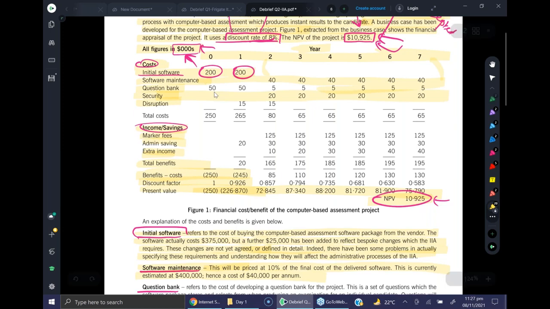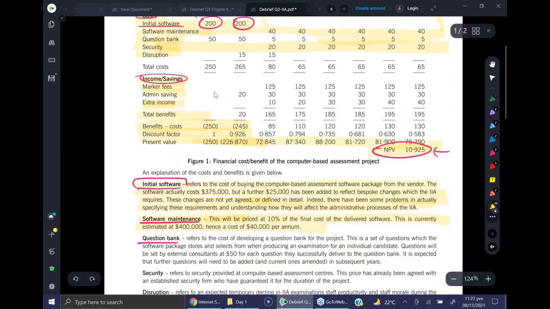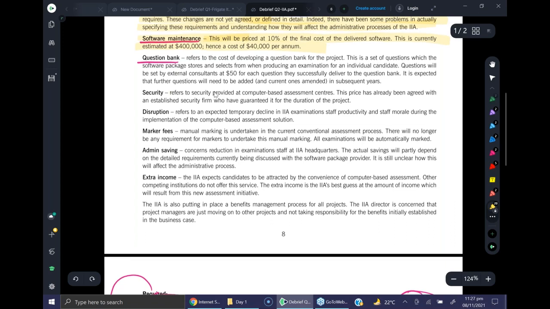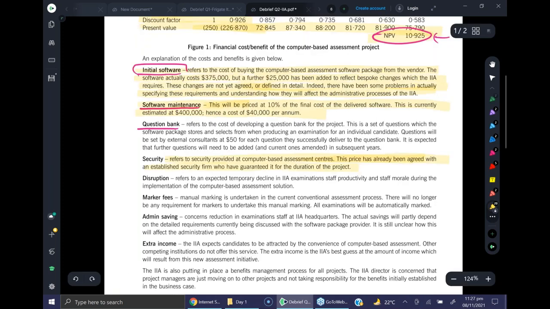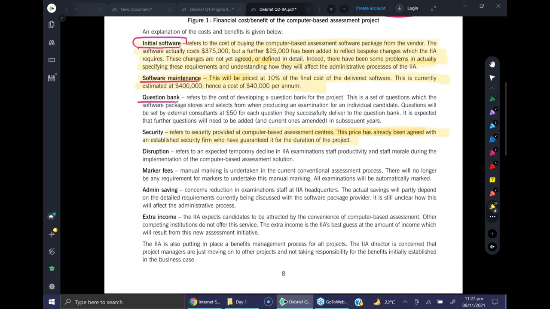And this note says that security refers to security provided by a computer-based assessment at computer-based centers. The price has already been agreed with an established security firm who have guaranteed it for the duration of the project. So do you think this is a definite cost, considering what we know about the security? Excellent, Fizza. That security looks fine because it is guaranteed. So this is a definite cost.